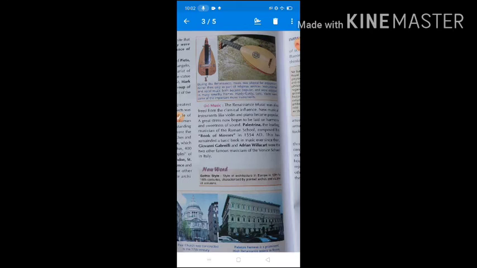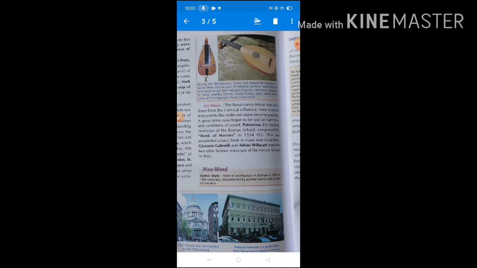Then music also grew after the Renaissance. Renaissance music was freed from the classical influence. New musical instruments like the violin and piano became popular after the Renaissance. Great stress now began to be laid on harmony and sweetness of sound.